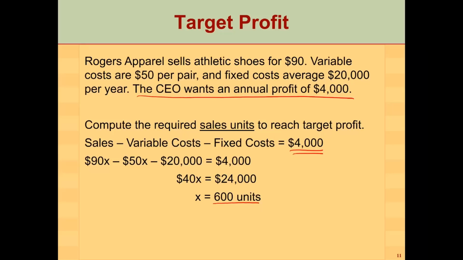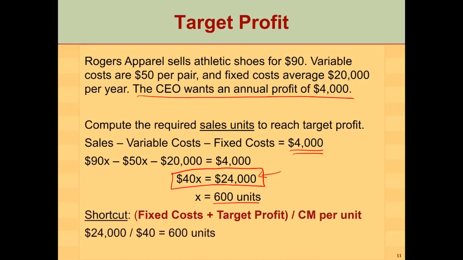Is there a shortcut? Yes, there is. Going back to what we did before, look at that line right there. What is the 24 that you see right there? That 24 is the fixed cost plus the target profit. Here's a shortcut for you in order to determine your units to reach your target profit. Take your fixed cost, add that target profit to it, and then divide by that same contribution margin per unit. 24,000 divided by 40 gives us the 600 units that I need.